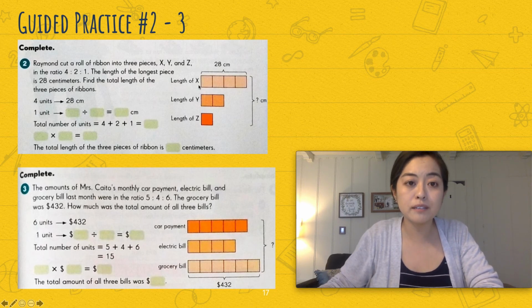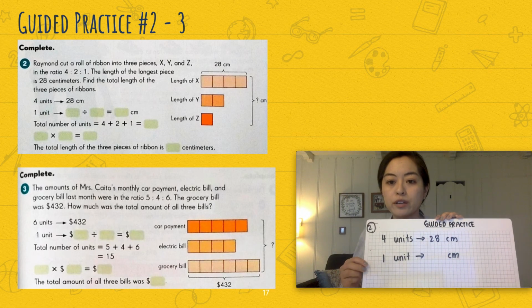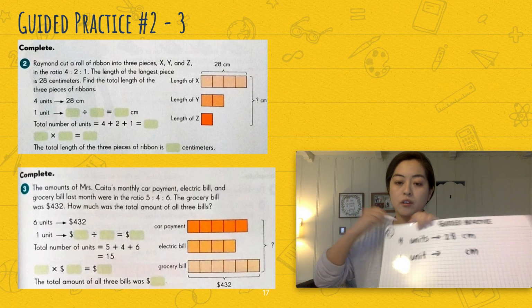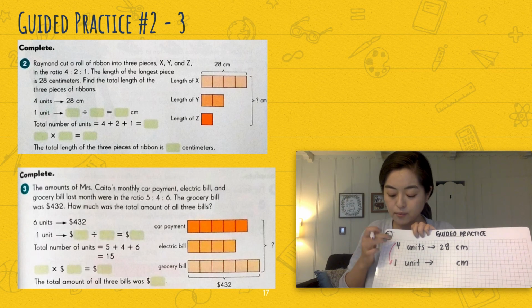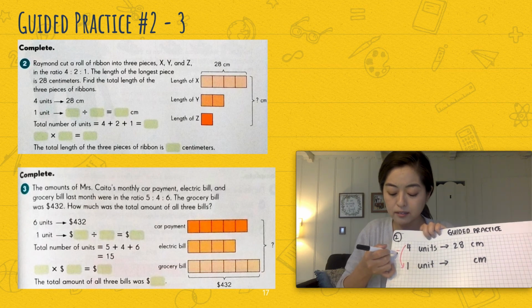So the longest piece is X over here, and here we have 4 units. And 4 units make up a total of 28 centimeters. Okay, so to figure out the total length of the 3 pieces of ribbon, we have to first figure out how much is 1 unit. Okay, so what do we know? We know that 4 units is 28 centimeters, but we want to know just 1 unit. So how did I get from 4 to 1? Did I multiply or divide? I divided because it got smaller.